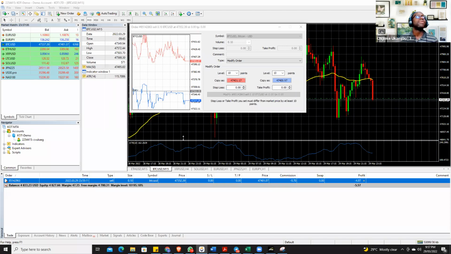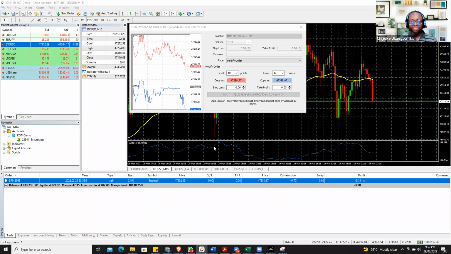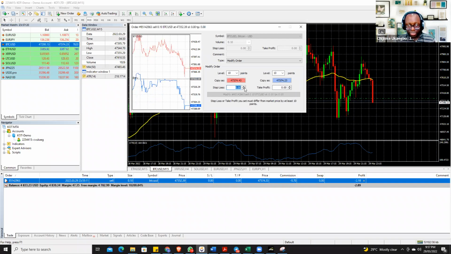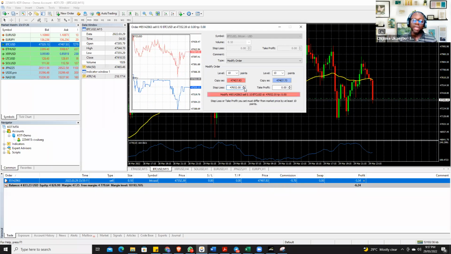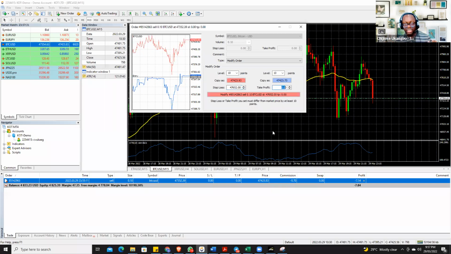Let's see. Remember, your stop loss for a sell trade is your entry plus 300 pips. Fantastic. Okay, 47652. So that's my stop loss. I come to stop loss and type 47652. Okay, what's my take profit? Remember, my take profit is my entry minus 300 pips. What's my take profit if my entry is 47352?